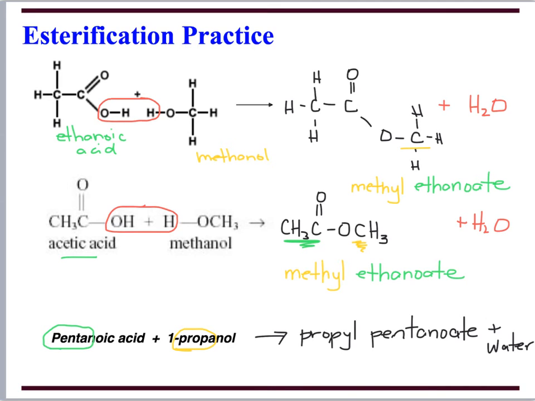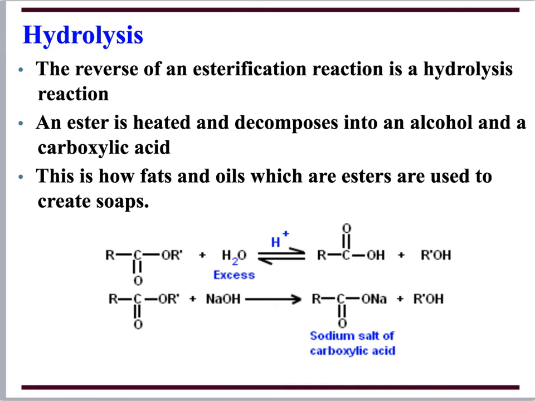Okay, so hopefully that helps clear up how to create esters and draw esterification reactions. Just to note, hydrolysis is actually the reverse of esterification. So if I wanted to reverse the reaction, it's called a hydrolysis reaction. So I'm actually going to be putting the OH back onto the acid, and I'm going to be putting the H back onto the alcohol. So taking my ester and producing again the carboxylic acid and the alcohol.